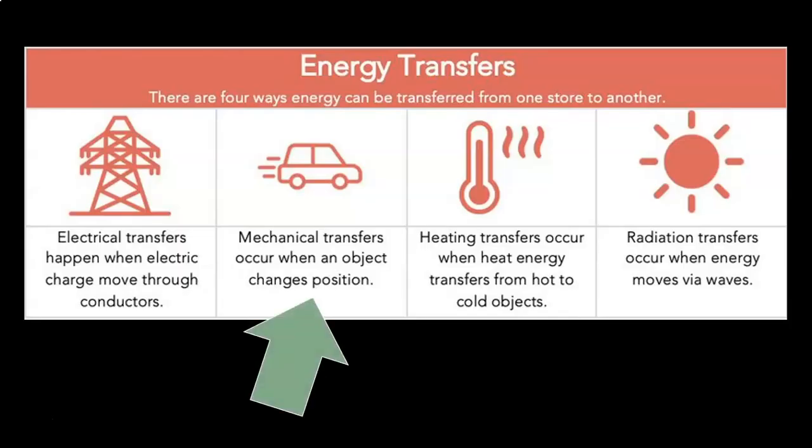Now, there are 4 pathways, but the only one that we're really going to be worried about here in Physics 20 is the mechanical one. And notice it transfers when an object changes position, right? And work is the force multiplied by the displacement, the change in position.